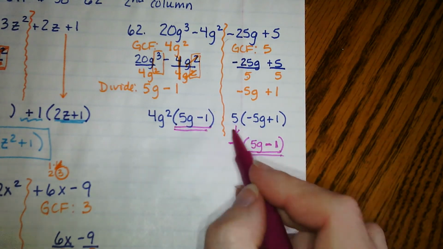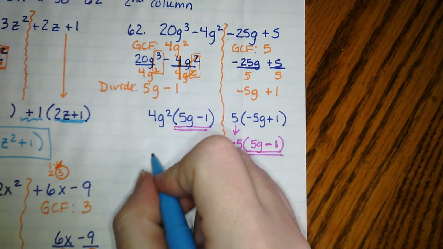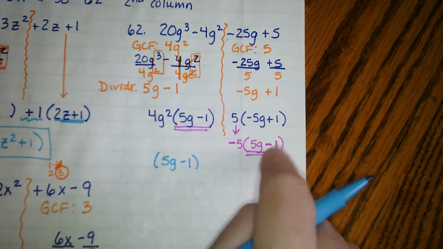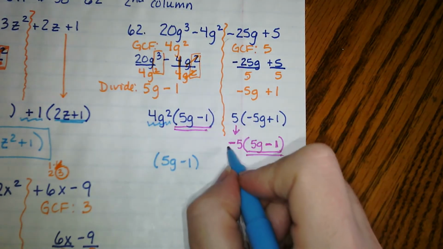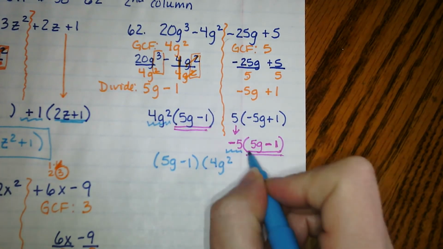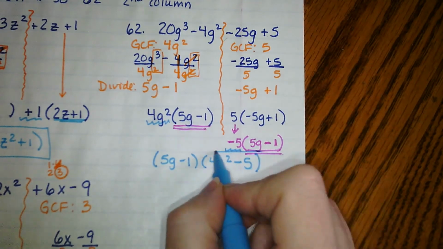Okay? So now that they match, my final answer is going to be 5g minus 1, because that's how they match. And then the GCF factors are going to be 4g squared minus 5. And this is my final answer.